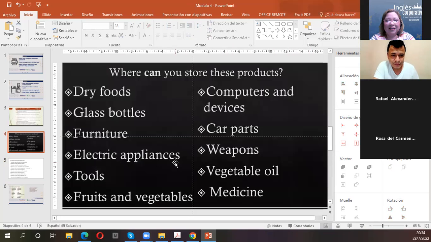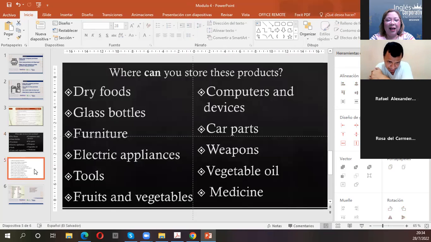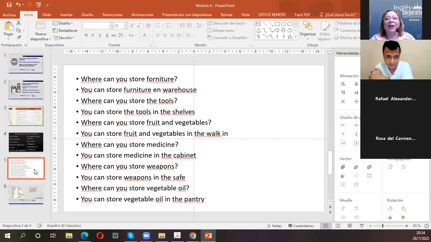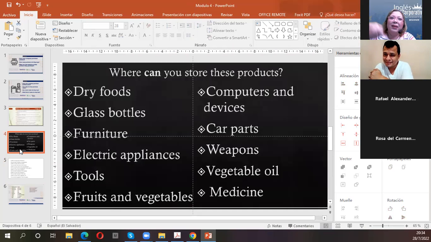¿Cuál otra, compañeras? Electric. Appliance. How do you say? Appliances. Appliances are, for example, a toaster, a blender, maybe the mixer. Things that you use in the kitchen, like the coffee maker, or maybe lamps in the living room, but they are electric. They work with electricity, right? Okay.